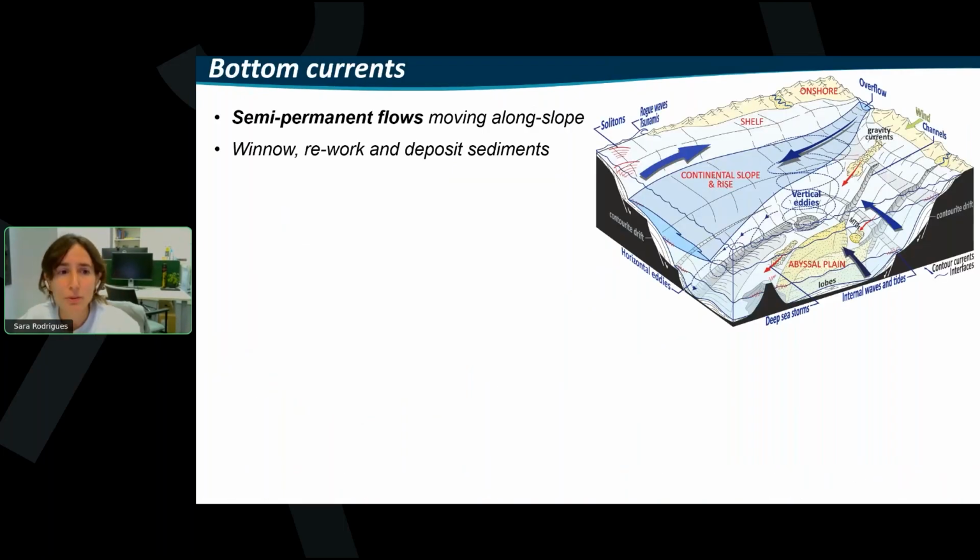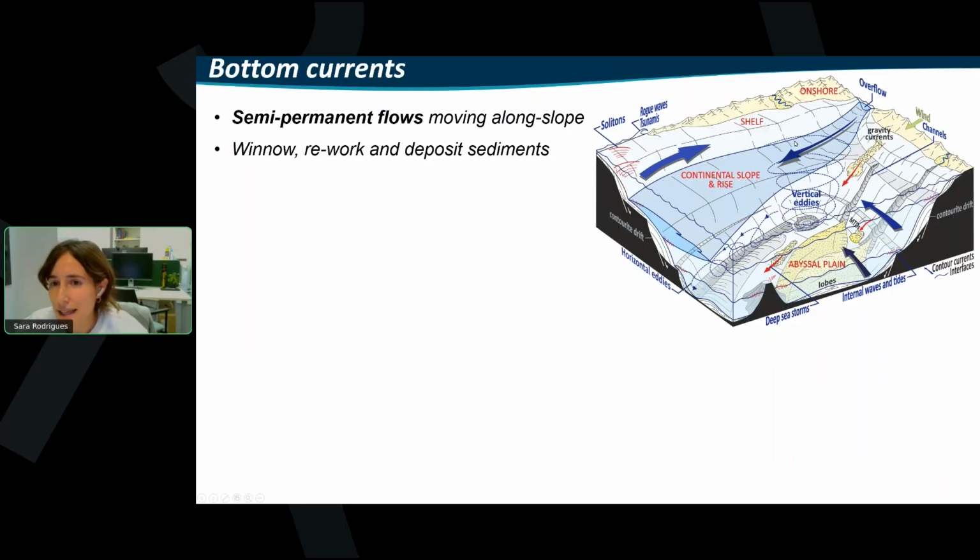So as many of you already know this, bottom currents tend to be baroclinic flows. They can also be barotropic. But what does that mean? Well, a baroclinic flow is driven by density contrast. So its salinity and its temperature is quite different from the surrounding water masses.